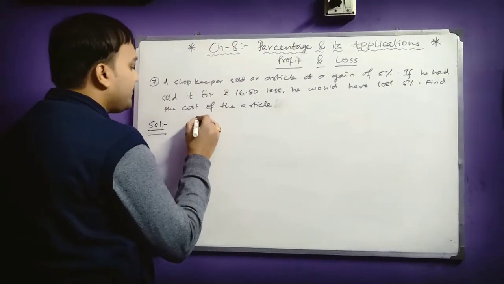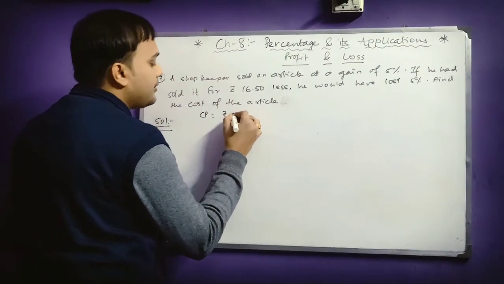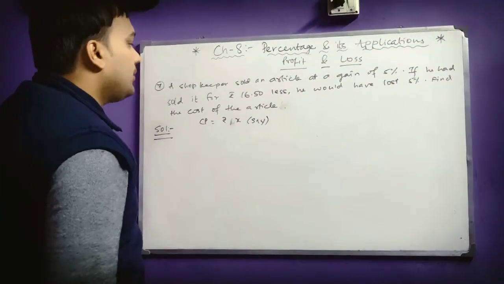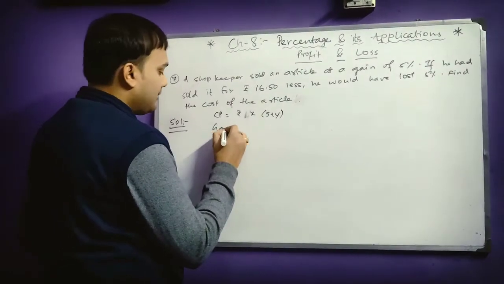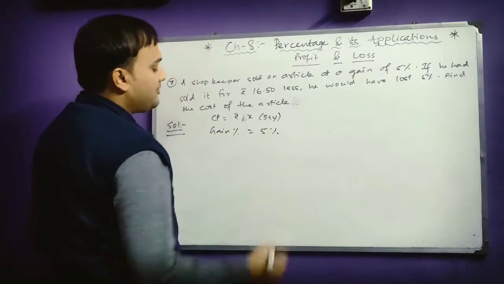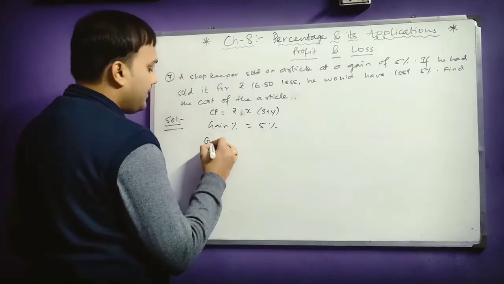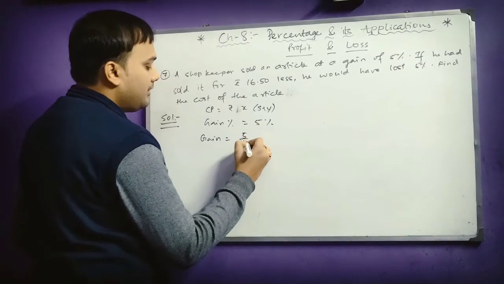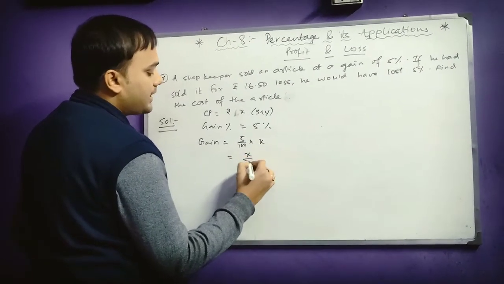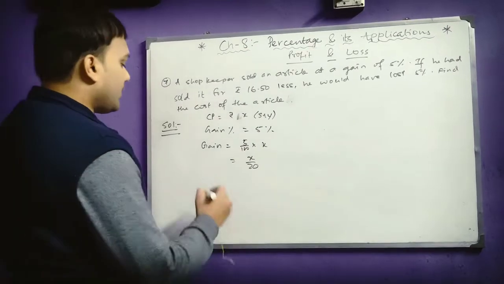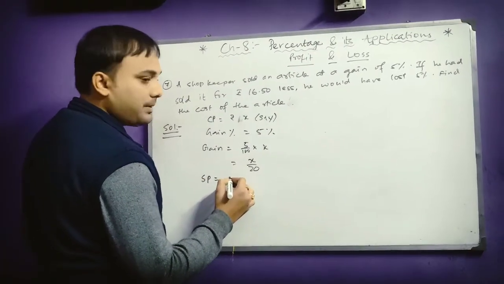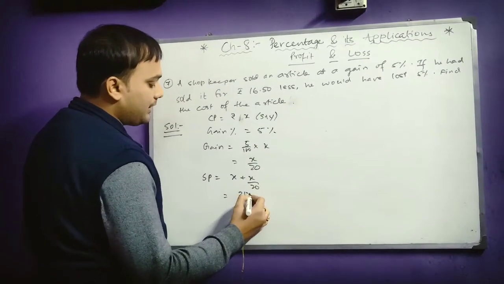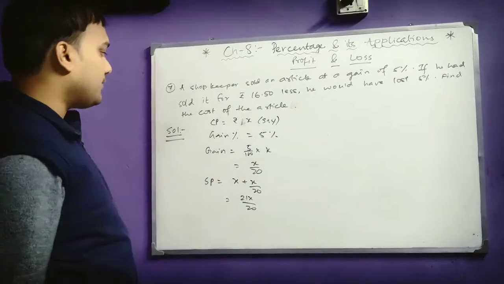So we will take the cost price directly. Let the cost price be rupees X. So what is the gain percent? Gain percent is 5%. So the gain will be gain percent by 100 into CP, that means 5 by 100 into X. So this will give you X by 20. This is the gain. So what will be the SP? SP will be CP plus profit, that means X plus X by 20, which gives you 21X by 20. So this is the selling price of the article.